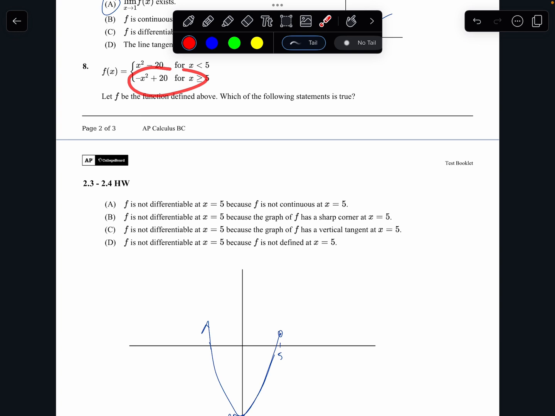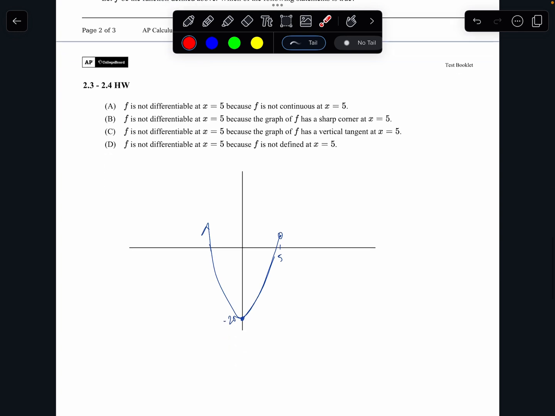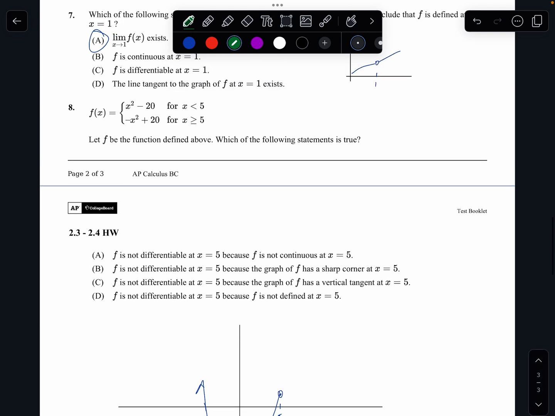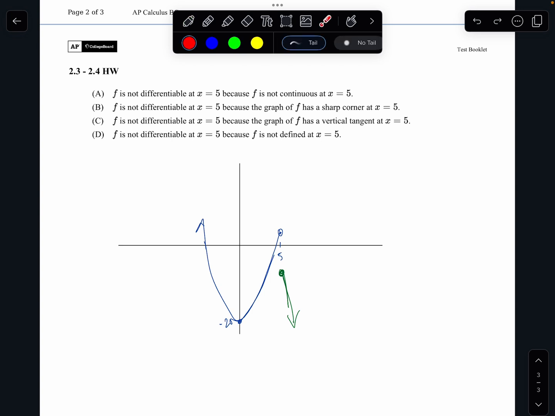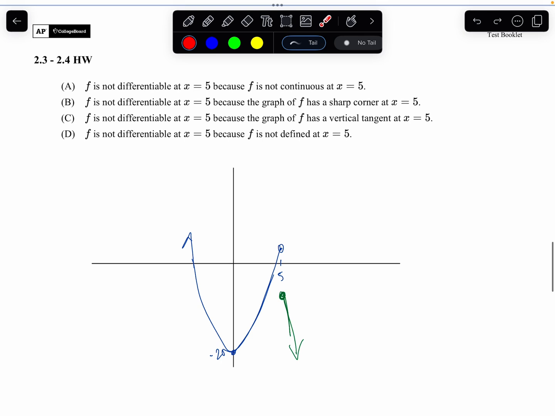Then for this function, it's the same graph but upside down, meaning that at positive 20, we would go down here, though, at negative 5, and we'd start again. So we'd have a closed circle here, and it'd be going down like that. Because if I plug in 5 right there, that's going to be negative 25 plus 20, so that'd be negative 5. So this is 5, this is negative 5 at x equals 5. So f is not differentiable at x equals 5 because f is not continuous at x equals 5, right?